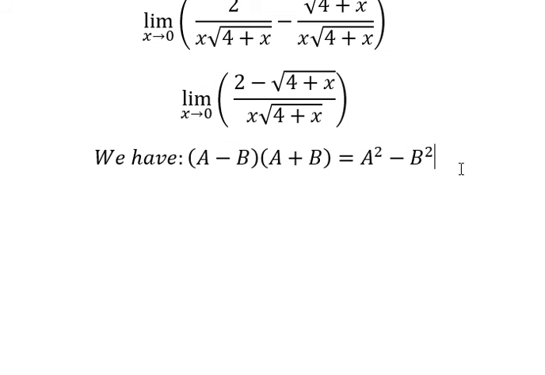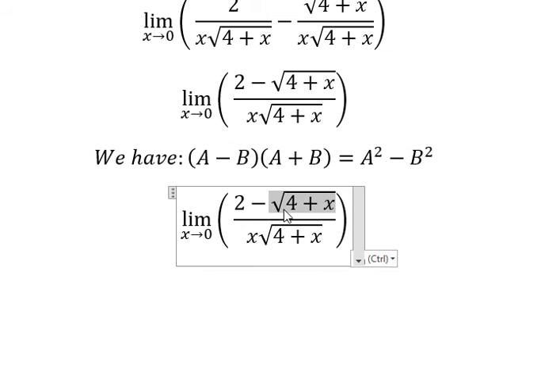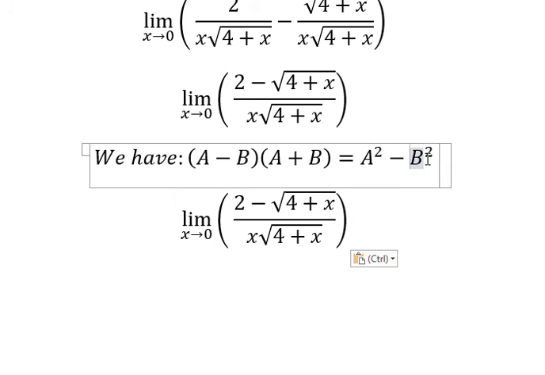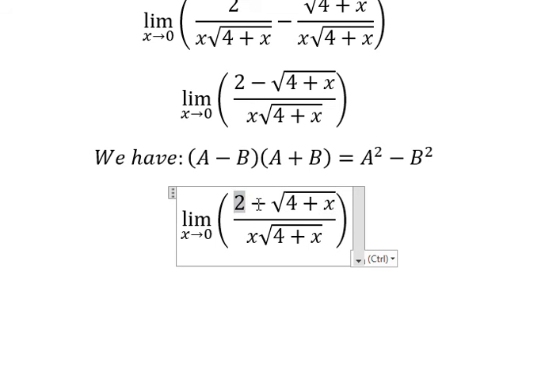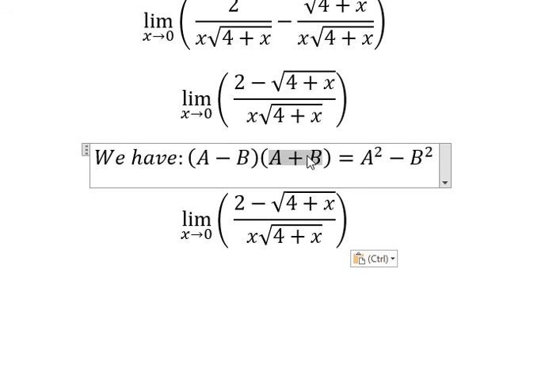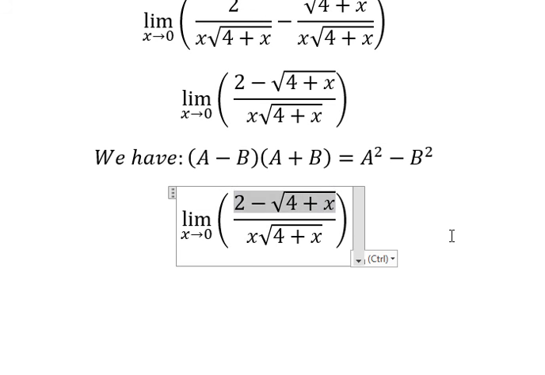So I want to cancel the square root by b to the power of 2. So we just have only a minus b. So we need to multiply by a plus b on numerator and denominator.